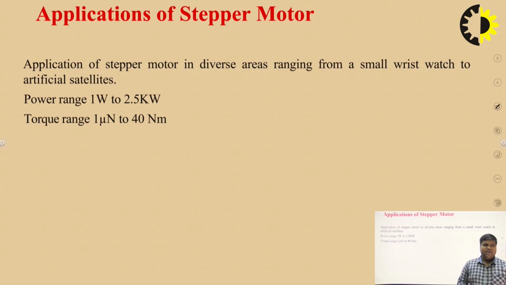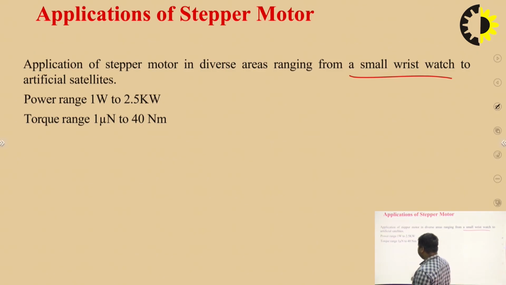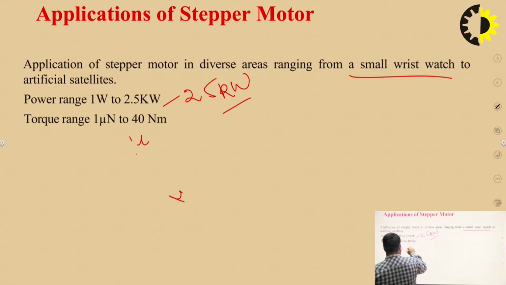And we will see the application of stepper motor in so many diverse areas, ranging from a small wrist watch to artificial satellites. So this motor is widely used for different purposes. Generally the power range is 1 watt to 2.5 kilowatt, and the torque range is 1 micron to 40.